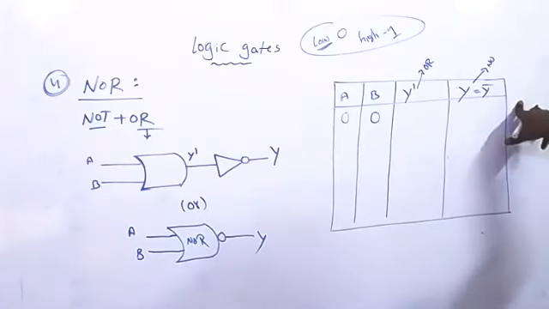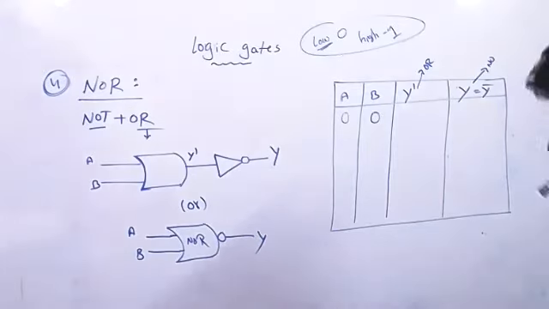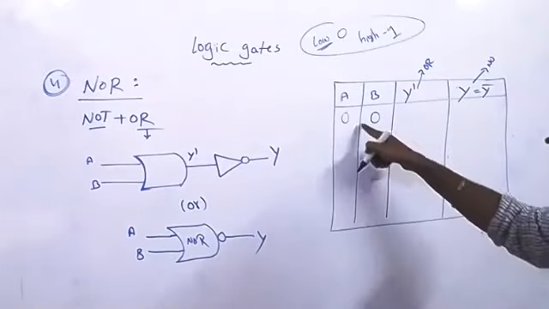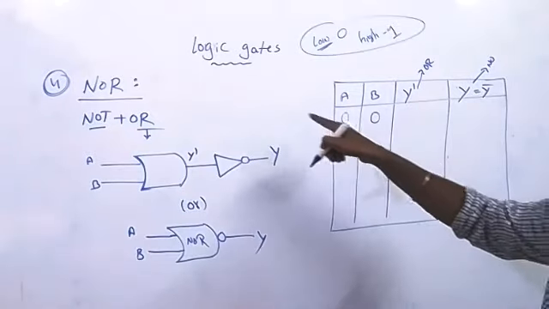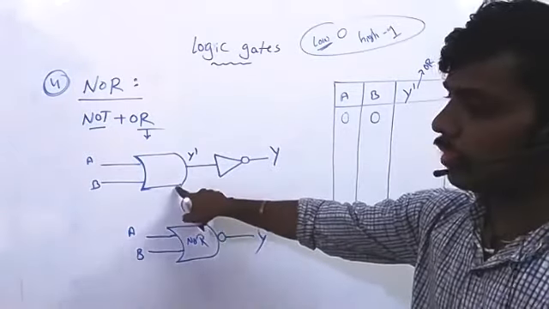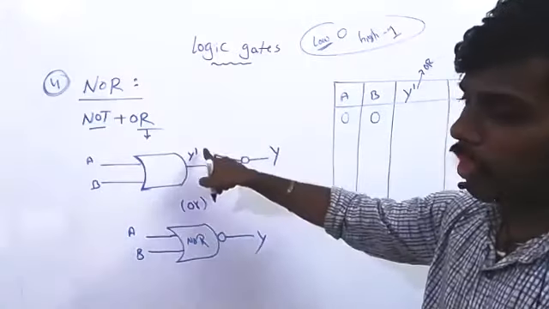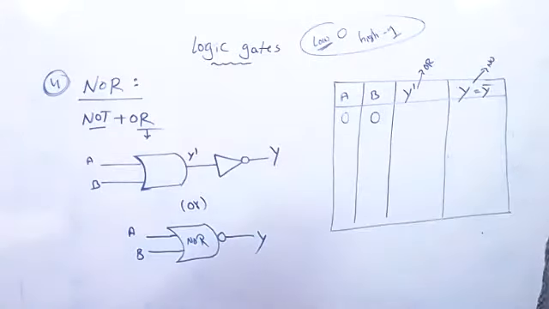So what I want to say is this: when two inputs are low in the OR gate, will you get output high or low? Fast. Low, sir. Low, right? So low.